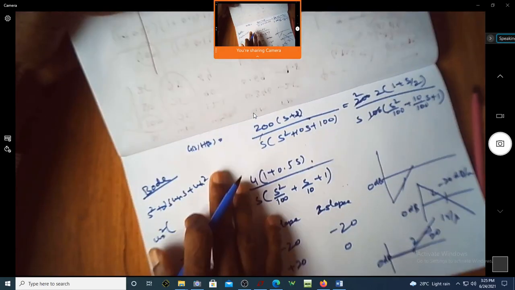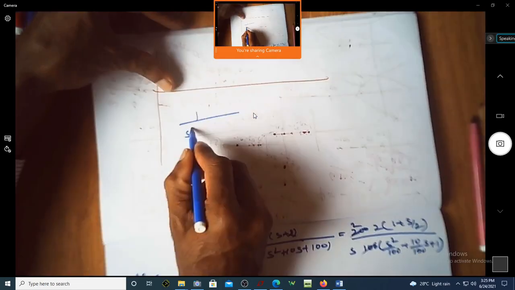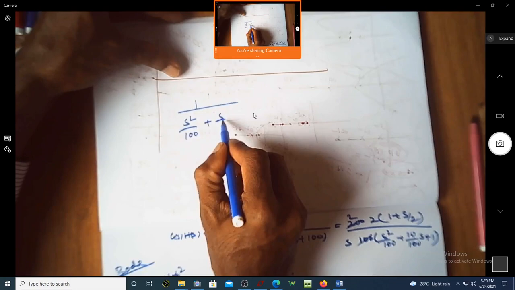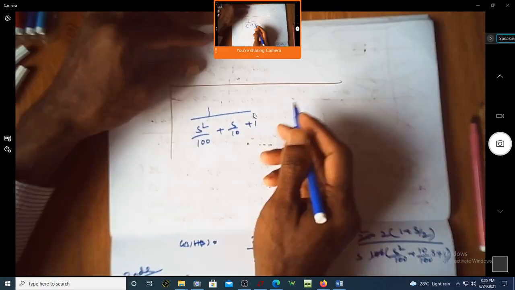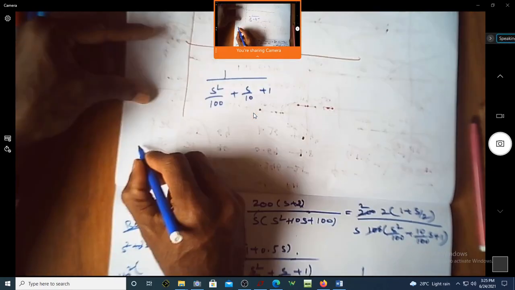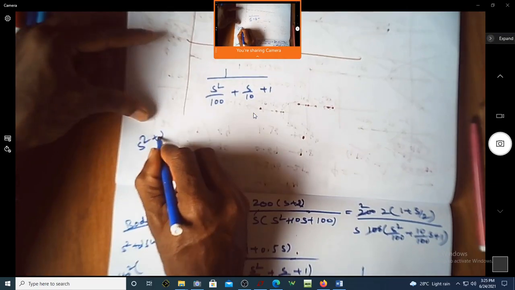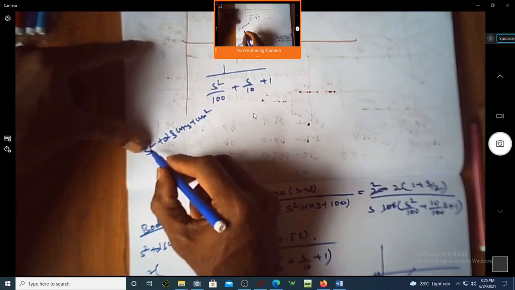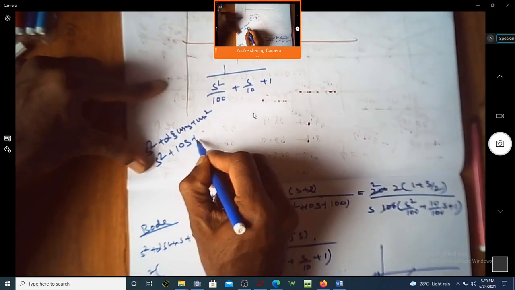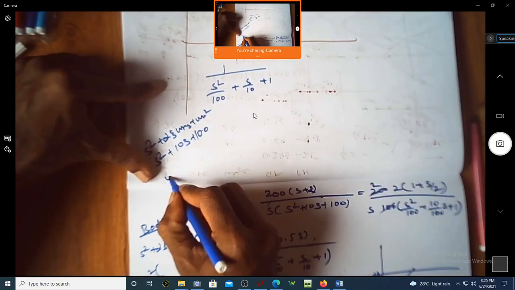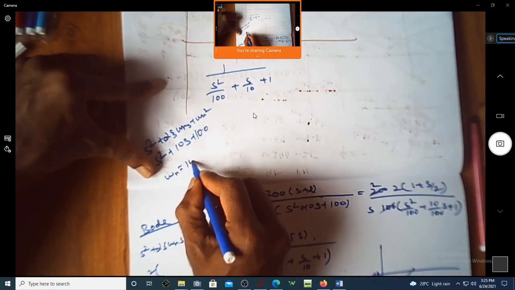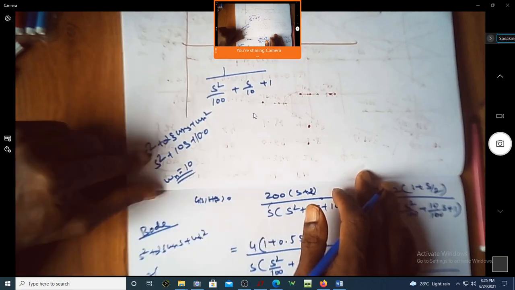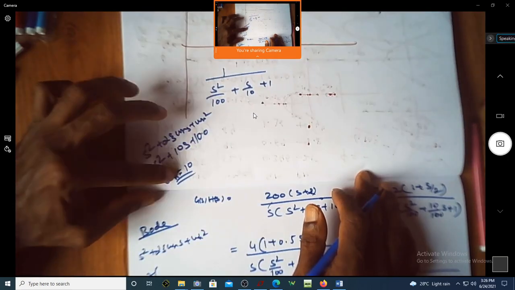Now, especially for this term, 1 over s square by 100 plus s by 10 plus 1, we actually got it from the s square plus 2 zeta omega n s plus omega n square term. This was actually s square plus 10s plus 100. So what was omega n? Was it 10? Yes, sir. If you equate these two coefficients, omega n is equal to 10.